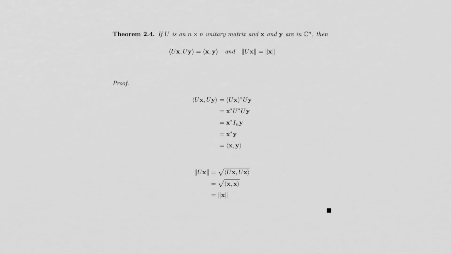Finally, we see how unitary matrices behave inside inner products. If U is a unitary matrix, and X and Y are in Cn, then the inner product of Ux with Uy is equal to the inner product of X with Y, and the norm of Ux is just equal to the norm of X. This property is a little different than the one we saw about Hermitian matrices.